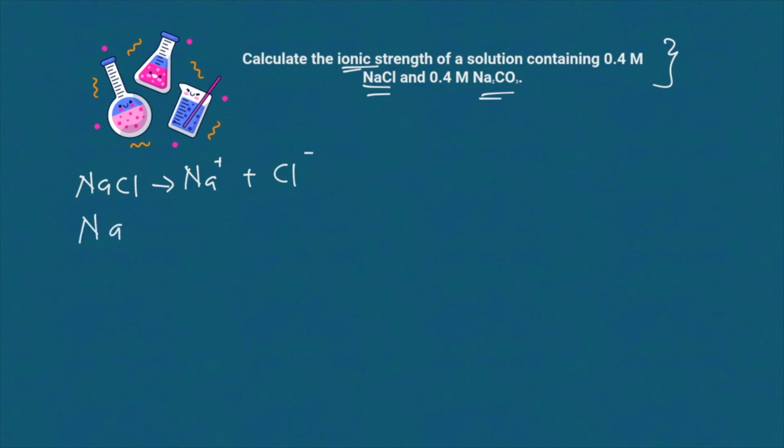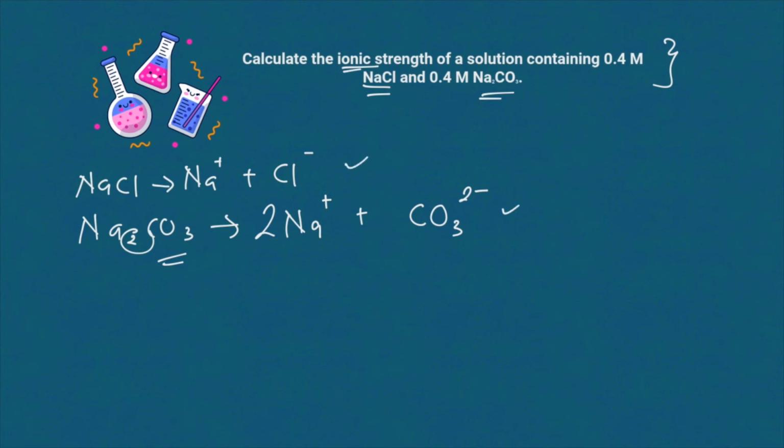Na2CO3? Okay, I am very certain that you know Na should be Na+. And if you don't know what the charge of CO3 is, because you need 2 Na, definitely your CO3 must be 2 negatives. That is why you need 2 Na there. So these are the two main things that you need to know prior to calculating the ionic strength.